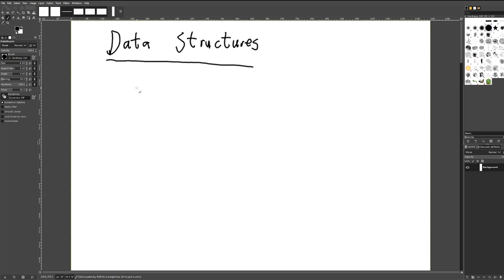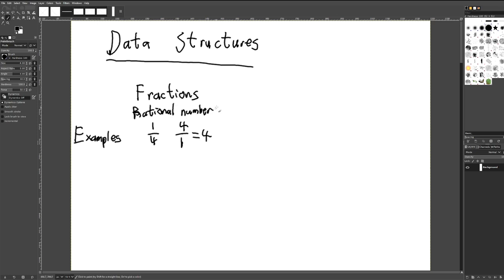One is going to be fractions. I'm going to give some examples of these. So some examples of fractions are obviously 1/4 is a fraction, and 4/1 is a fraction equals 4, if you want to consider 4 part of this, and it certainly is if you're talking about the rational numbers. If instead of saying fractions, you say rational numbers, then 4 is definitely in there.